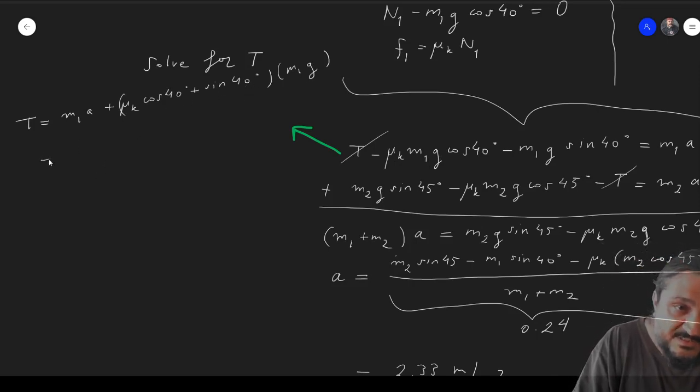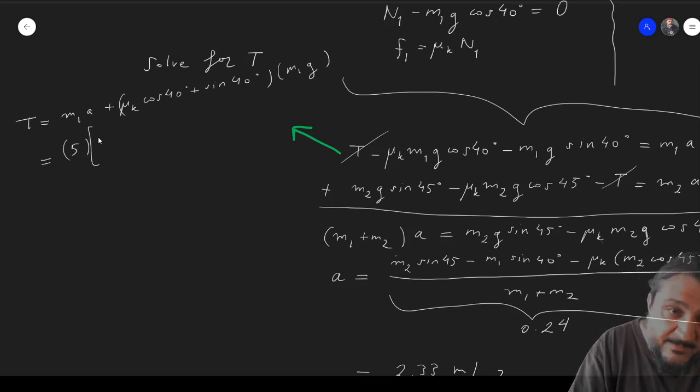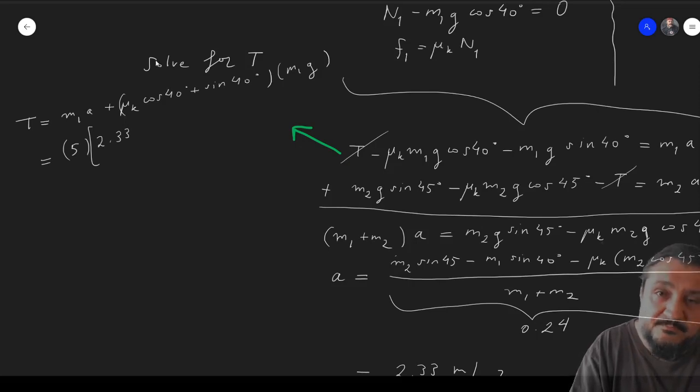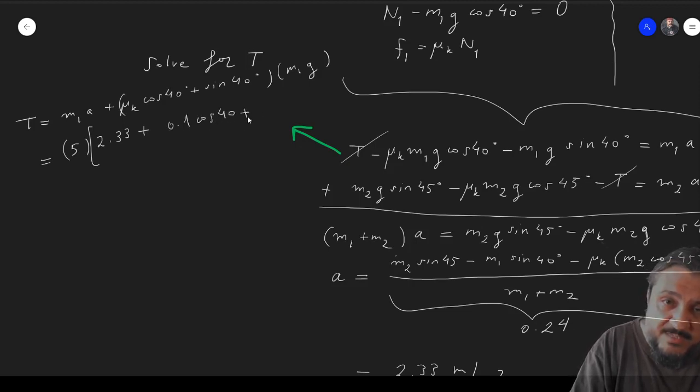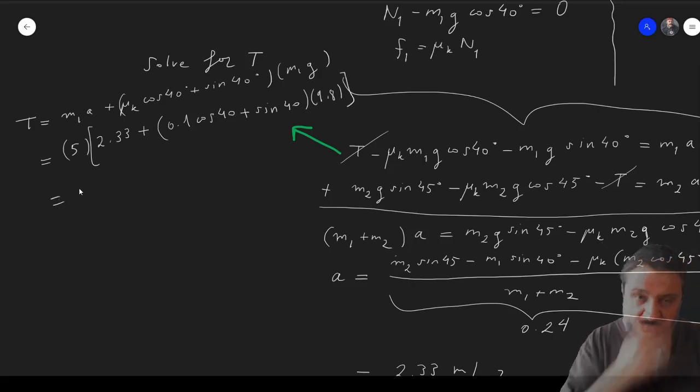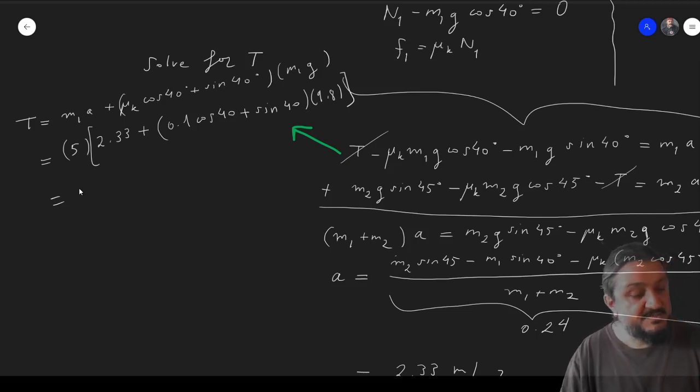Okay, so let's plug in the numbers now. m1 was 5 kilograms, and a is 2.33, plus mu k is 0.1 cosine 40 plus sine 40, and this times 9.8. All right, so 0.1 cosine 40 plus sine 40 is 0.719 times 9.8 plus 2.33, times 5. That gives me 46.9 newtons.